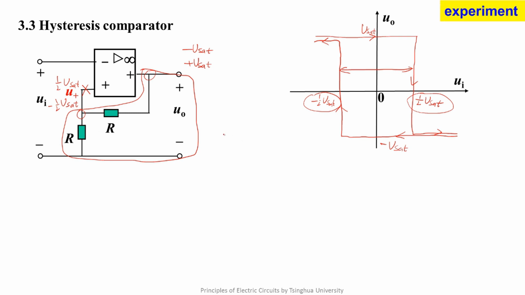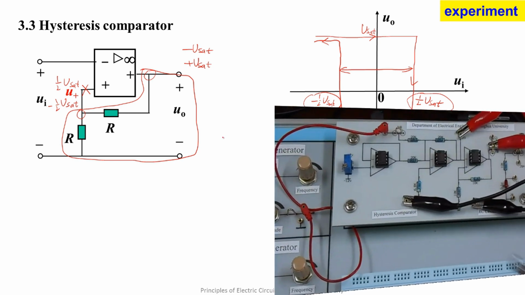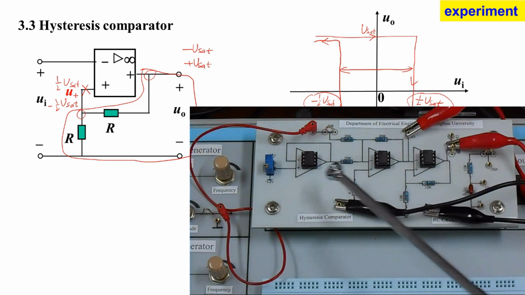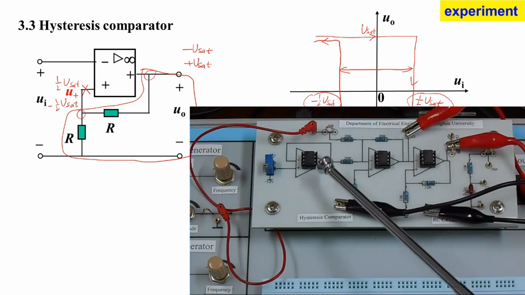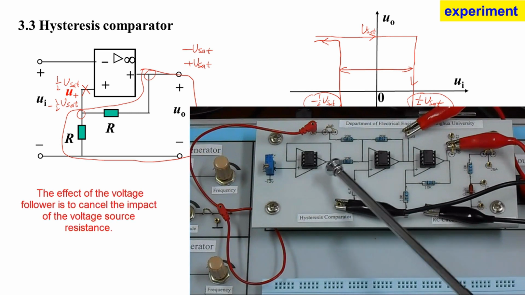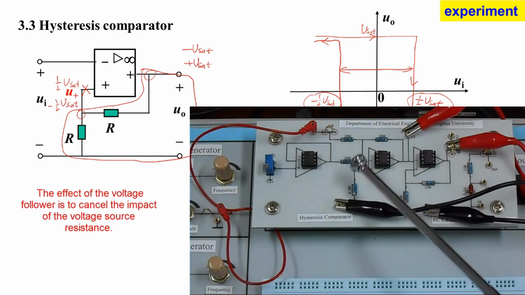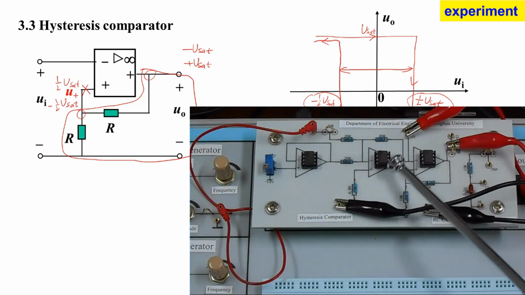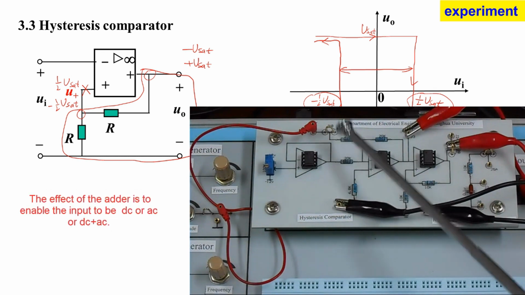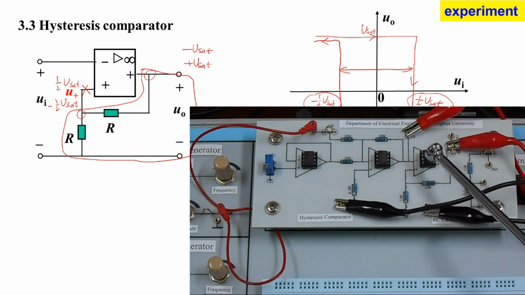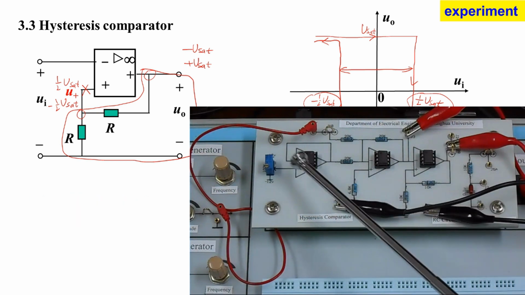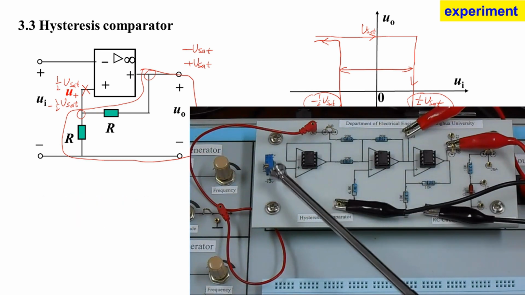Let's see an experiment of the hysteresis comparator. This is the experiment circuit of the hysteresis comparator. It consists of 3 op-amps. The first one is the voltage follower, whose effect is to cancel the impact of the voltage source internal resistance. The second op-amp circuit is the adder, whose effect is to enable the input of DC and AC. The third is the hysteresis comparator.